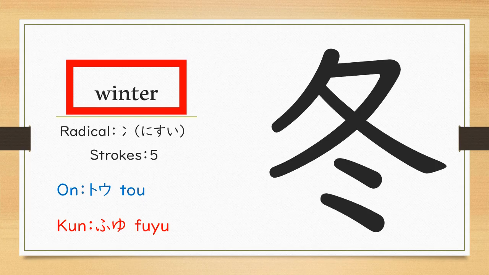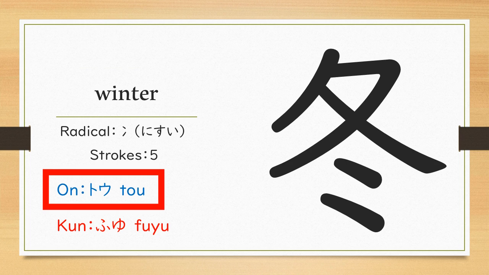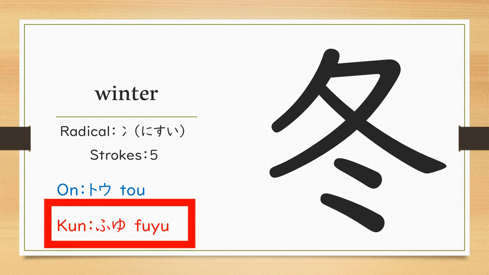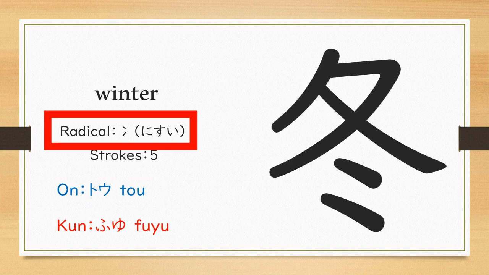Meaning, winter. On is to. Kun is fuyu. Radical is nisui. The meaning of this radical, nisui, is frozen.